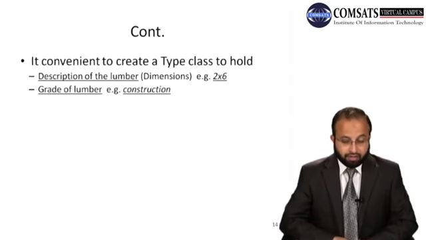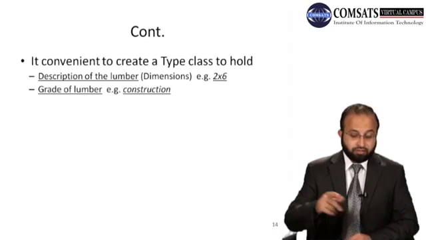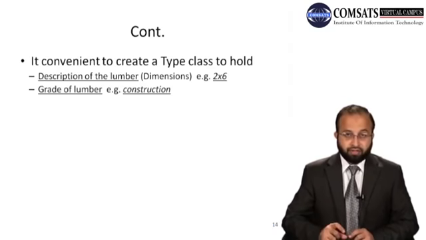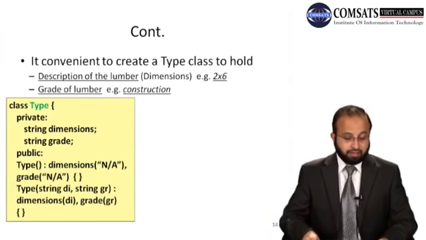So it is convenient to create a class type. It would hold description of lumber, that is dimension, that is 2 multiplied by 6, dimensions of a cross section of a lumber, 2 inches and 6 inches, then grade of lumber. For example, if it is a construction grade lumber, so we write construction with it, right? So this is the class, and type is the name of the class. It has 2 strings, dimension and grade.